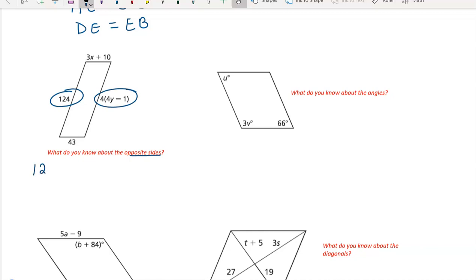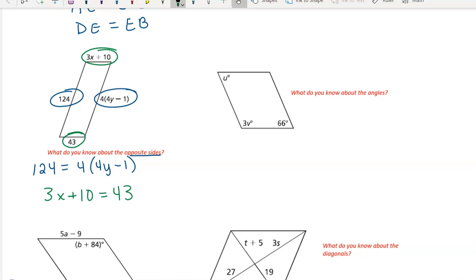So you're going to set up one equation. 124 equals 4 times 4y minus 1. And then you're going to solve that equation for y. And then the second thing you know is that 3x plus 10 is going to be equal to 43. So you're going to set up the equation 3x plus 10 is equal to 43. And you can use that to solve for x.